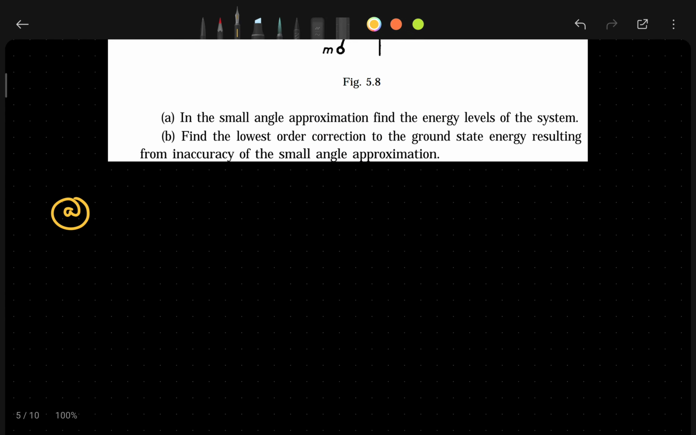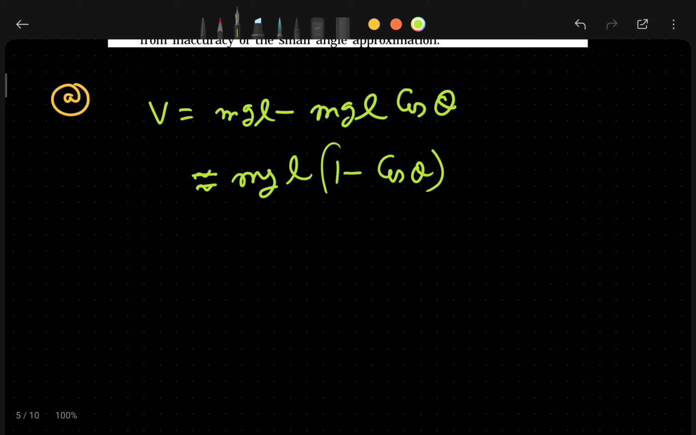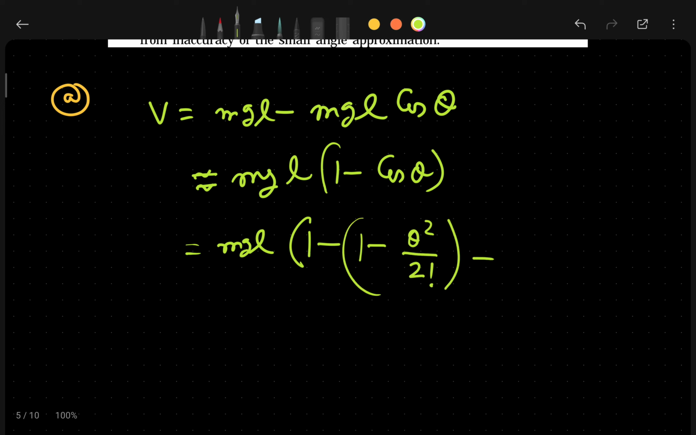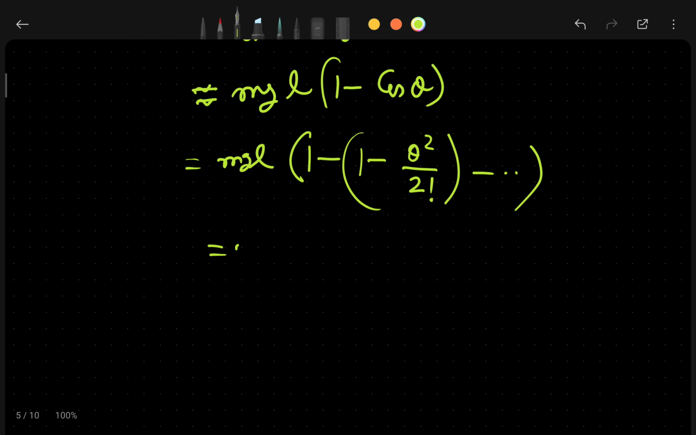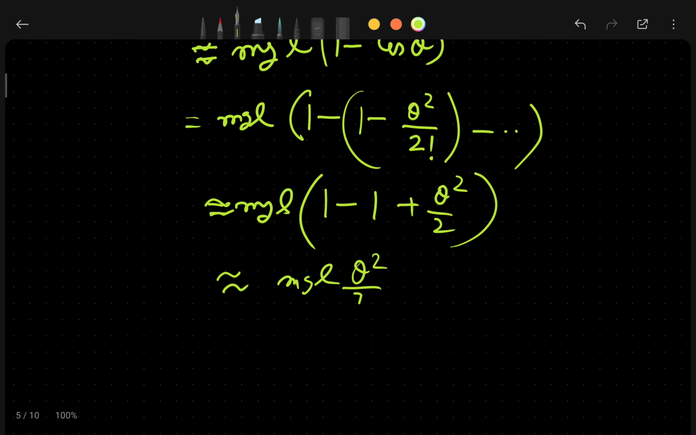So, take the equilibrium position of the point mass as the zero point of the potential energy. For the small angle approximation, the potential energy of the system is V equal to mgl minus mgl cos theta, or mgl(1 minus cos theta), which is mgl(1 minus (1 minus theta squared divided by 2 factorial)). This can be expanded, so mgl approximately (1 minus 1 plus theta squared divided by 2). Higher terms will be cancelled. So mgl theta squared divided by 2.